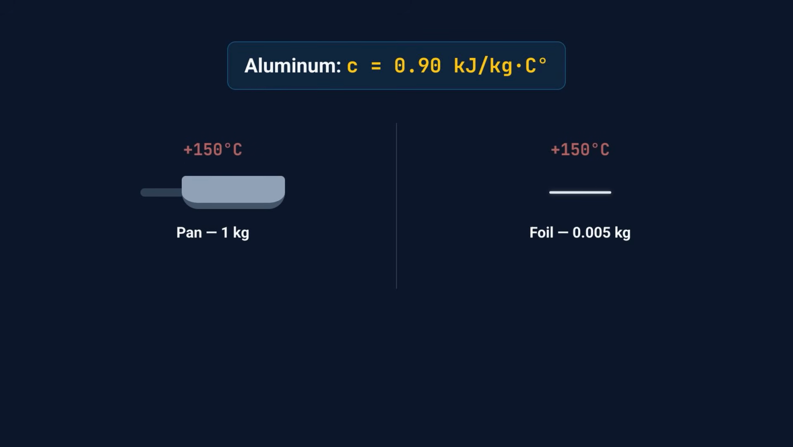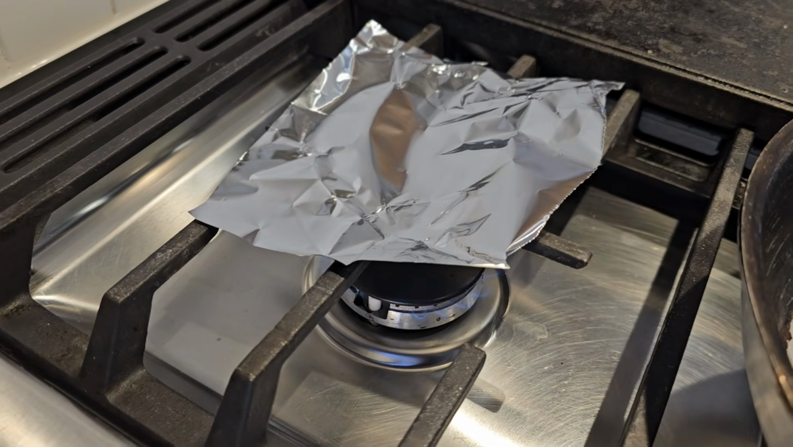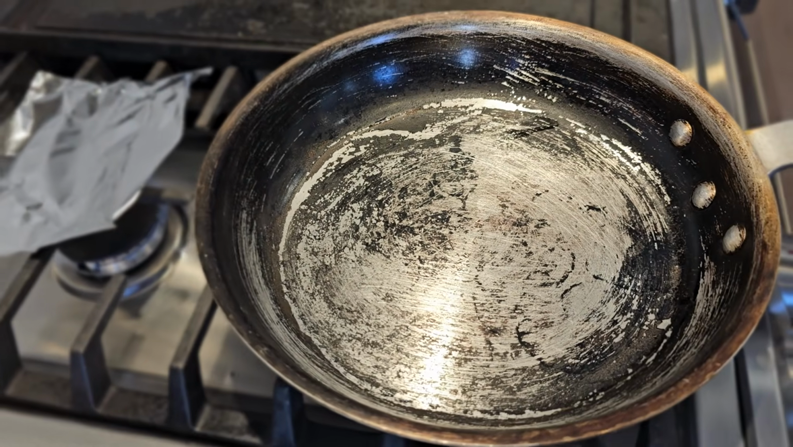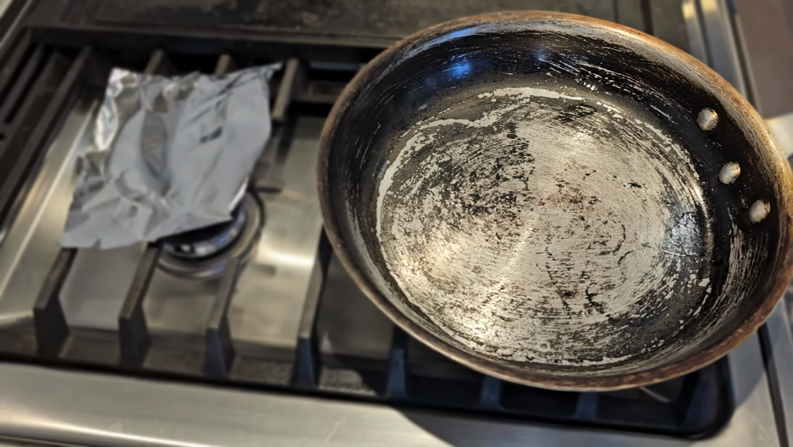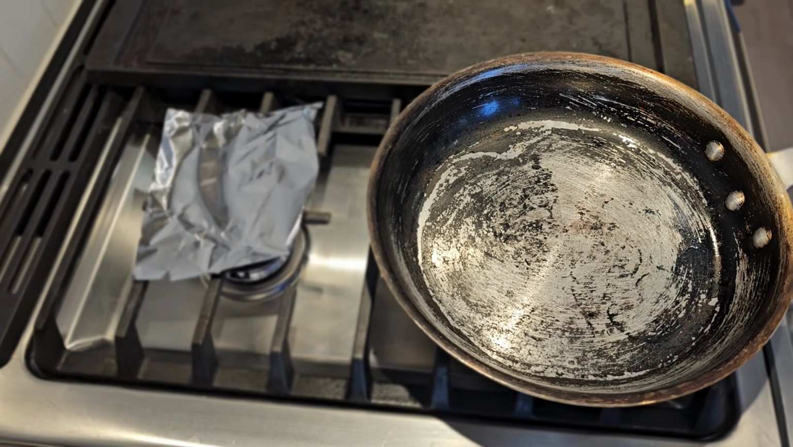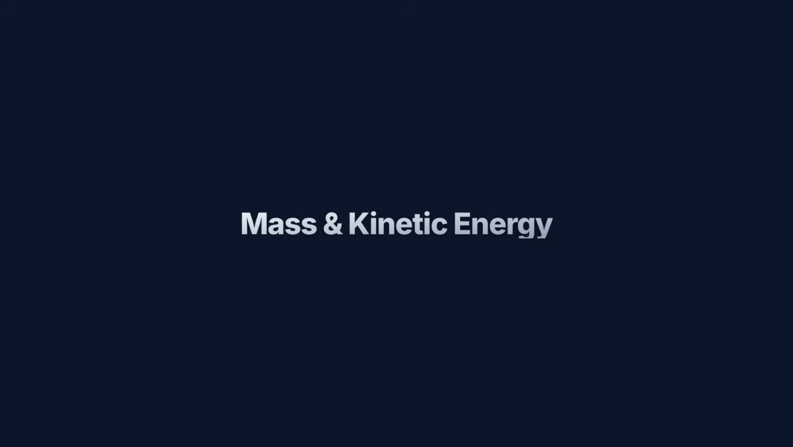2 objects made of the same material but with different masses will hold on to different amounts of energy according to this equation. For example, let's assume we heat both the pan and the foil up by exactly 150 Celsius degrees. Run the math, and the pan gains 135 kilojoules of energy, but the foil only gains 0.675 kilojoules because its mass is so much smaller. Same material, but the pan has more of it.